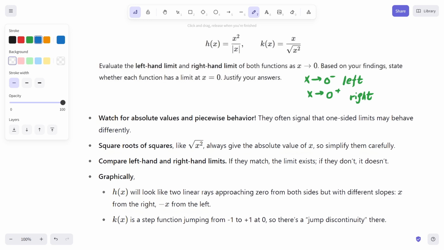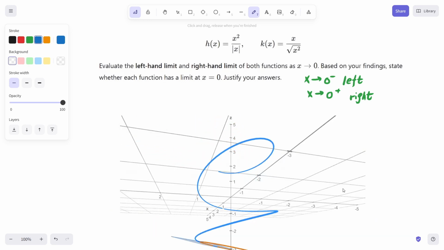Finally, you can imagine the graph of h of x as two straight lines, one coming from the right and another from the left, both converging at the origin. The graph of k of x looks like a horizontal step function, with a jump at 0, flat at 1 on the right, and flat at negative 1 on the left.